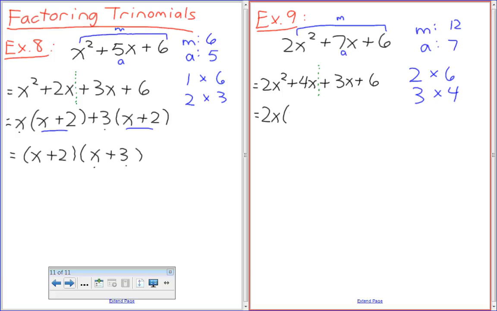Very good. Right? 2x times x is 2x squared. 2x times 2 is 4x. Very good. Can I get a second brave soul to do the same thing with the right-hand side? Go ahead. I can factor out 3. Yeah. Should be 3 and then x plus 2.